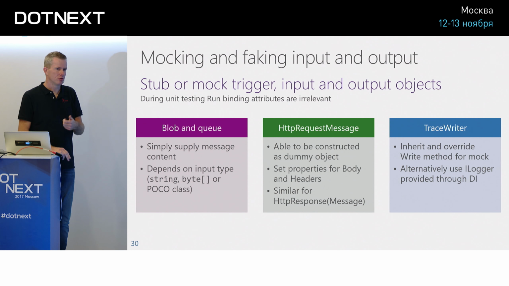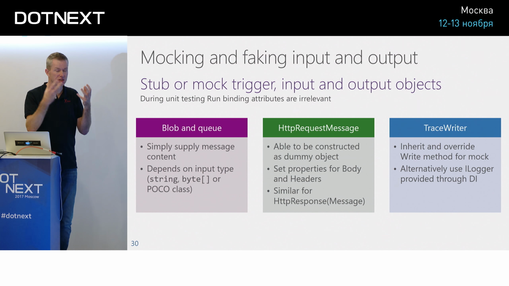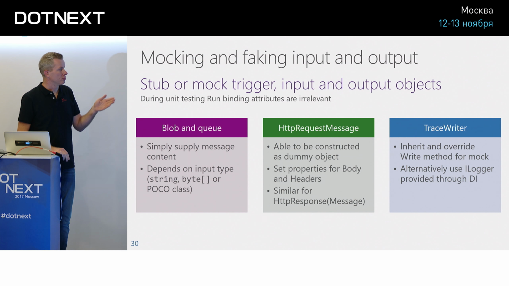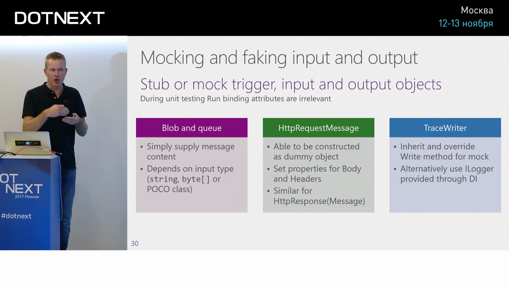So you don't need to do mocking or stubbing there. The HTTP request message, if that comes in, is designed to be used as a dummy. So you can just wire up whatever you need inside of your HTTP request message, and similarly for your response. And then there's the trace writer, the object that we got, but you can subclass it and then do a different implementation there.